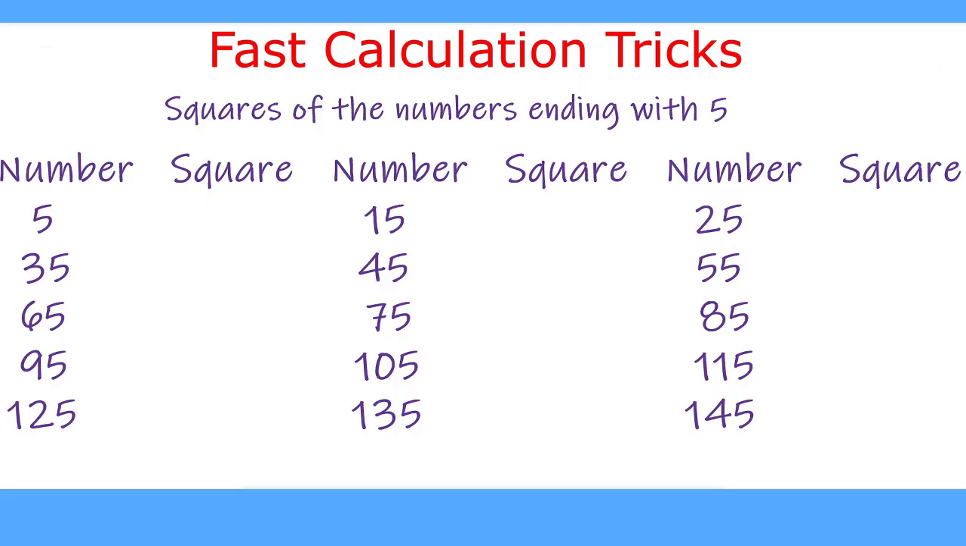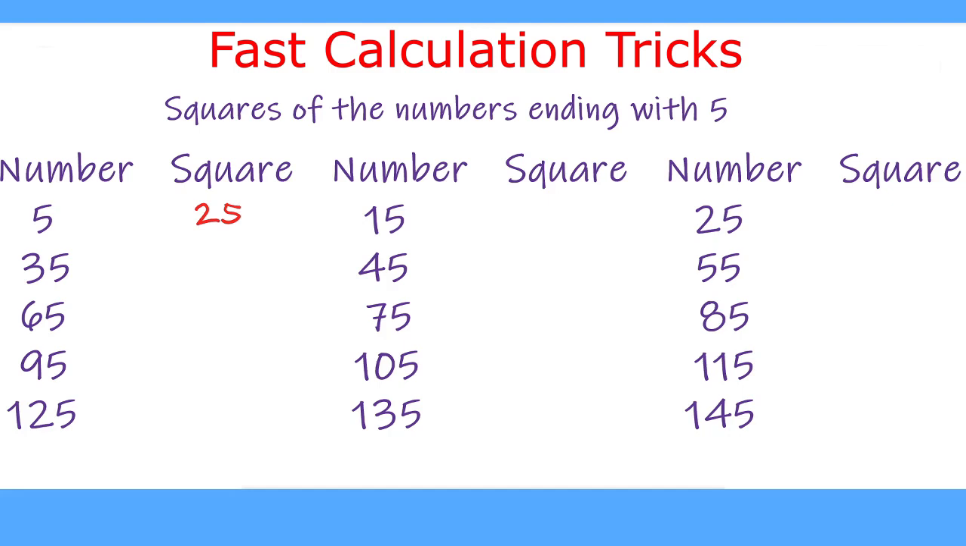We are going to learn squares of the numbers ending with 5 and we will learn it by the questions. The square of 5 is 25. Now squares of 15. All those numbers ending with 5 have the square ending with 25.